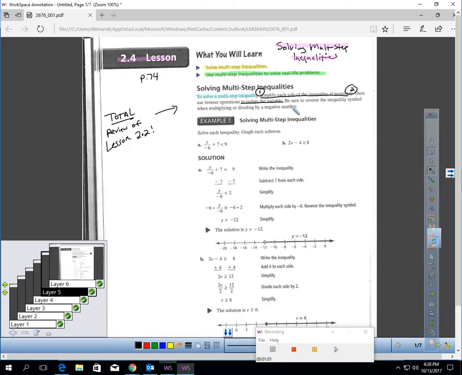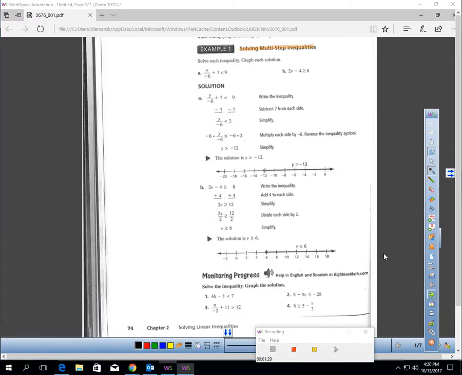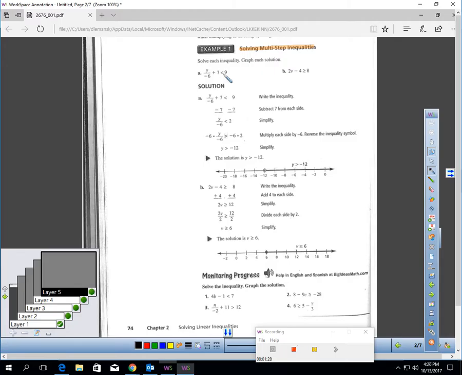Remember, be sure to reverse your inequality symbol if you are multiplying or dividing by a negative number. We cannot forget that important fact from the lesson 2.3 video. Let's do a couple samples. Let's solve each of these and graph them.